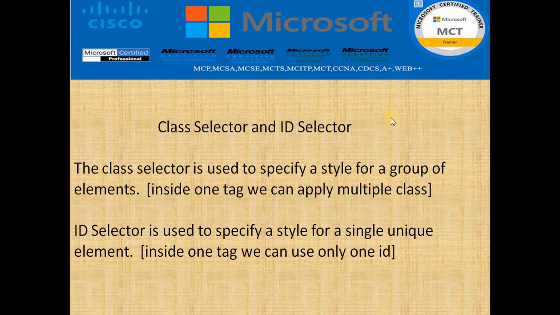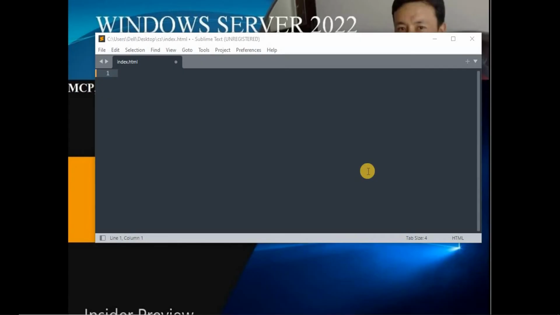Whereas if I use an ID selector in CSS, inside one tag I'll be able to use only one ID. That means only one unique ID will be used here. Multiple cannot be used. So now let's see practically how it works. Okay, now let's see the practical implementation of how to use class and ID using CSS.